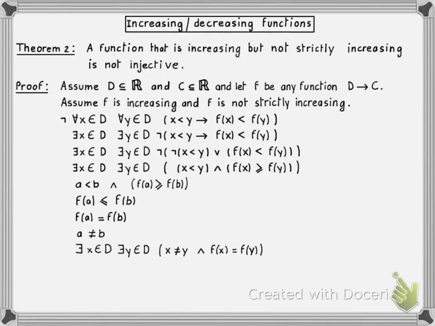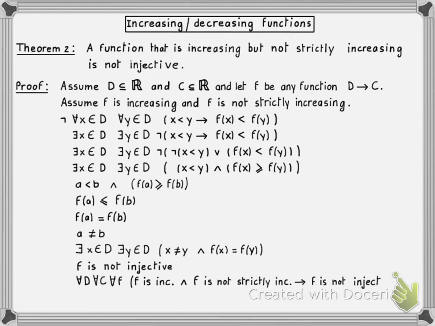So we just established that there exist two elements of the domain x and y that are different, and yet they have the same image according to f. That by definition means that f is not injective. Now f was an arbitrary function, so now we can use universal generalization to conclude that for any domain D and codomain C and function f defined over those domains, if f is increasing and f is not strictly increasing, then f cannot be injective. This concludes the proof of Theorem 2 and this first lecture on functions.